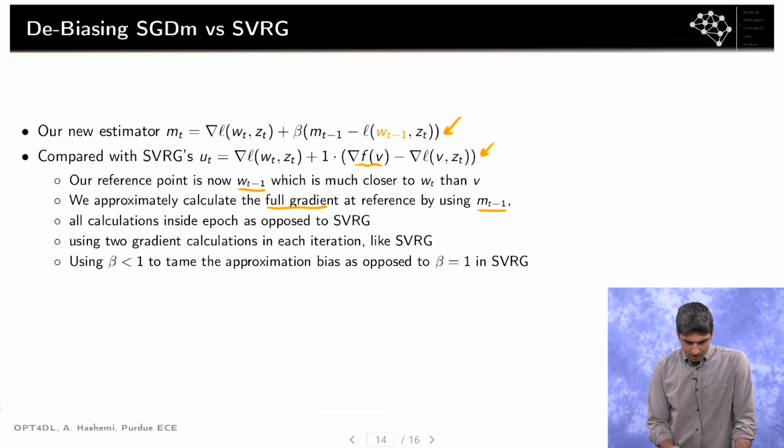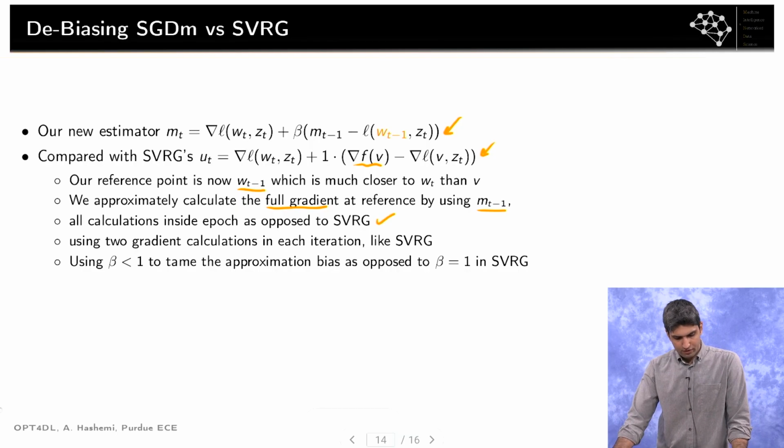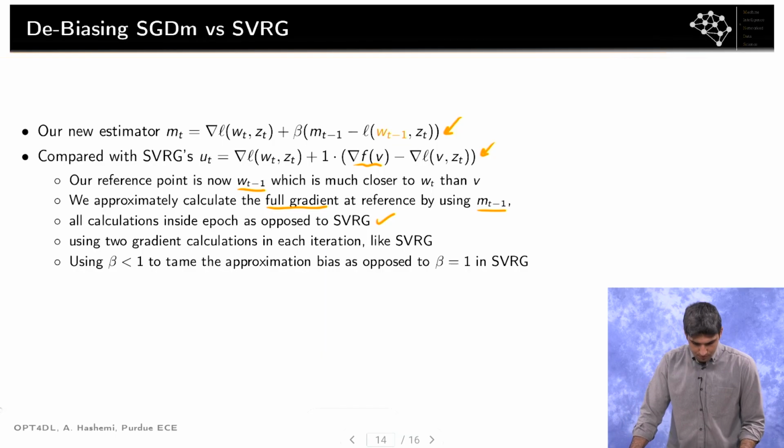Another way we are improving over SVRG is that all calculations are happening inside an epoch. There is no epoch structure anymore where we needed to calculate the true gradient outside of an epoch efficiently. We are updating the reference point on the fly inside an epoch. Therefore, we are completely getting rid of the issues with the epoch-based structure.